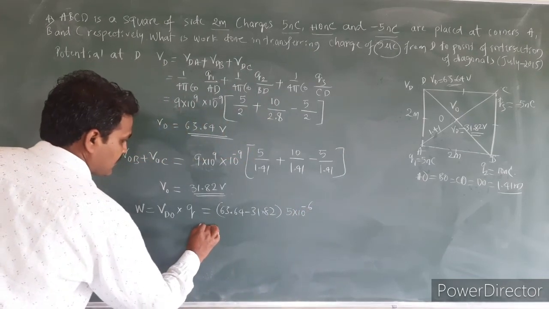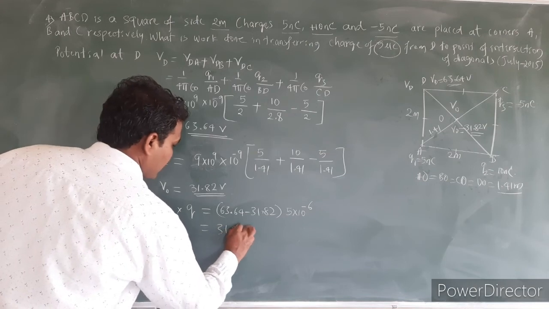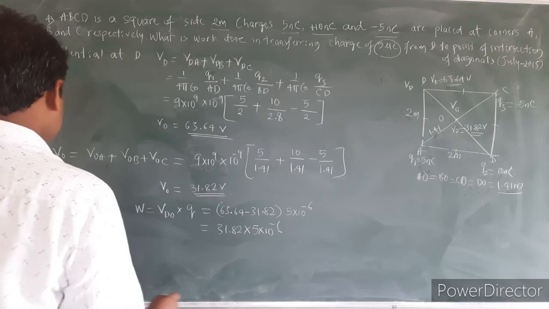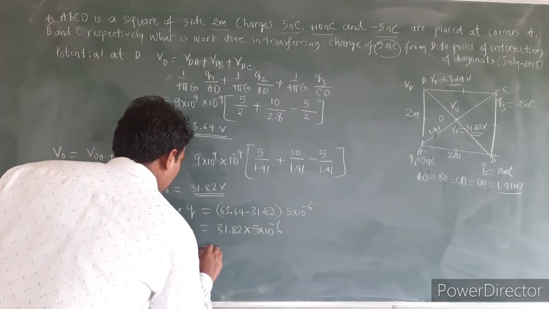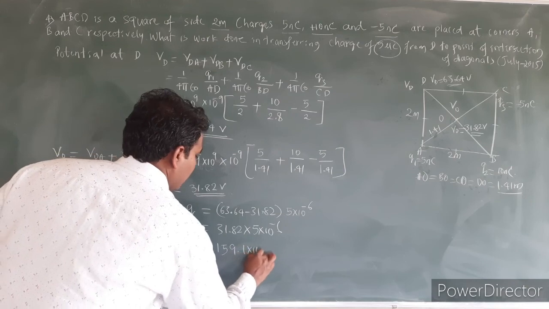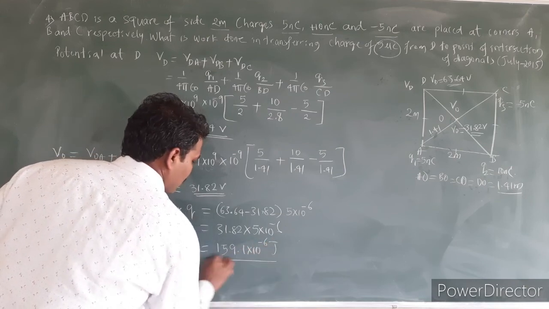So that is equal to 31.82 into 5 into 10 to the power of minus 6, in volts. W is equal to 159.1 into 10 to the power of minus 6 joules.